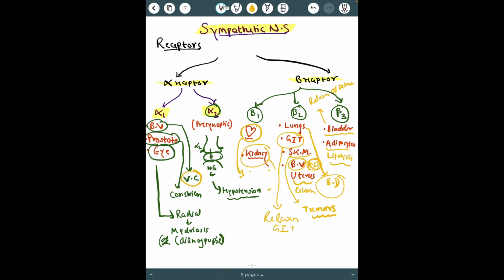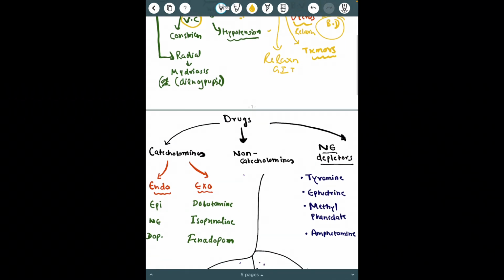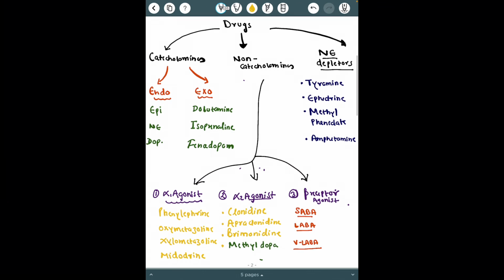So these are the various functions of various receptors, and it is very important. These are the basics of the sympathetic nervous system. After completing this, we are now going to study the drugs in the sympathetic nervous system. I have made the classification very clear here, and we will discuss one important point of important drugs.